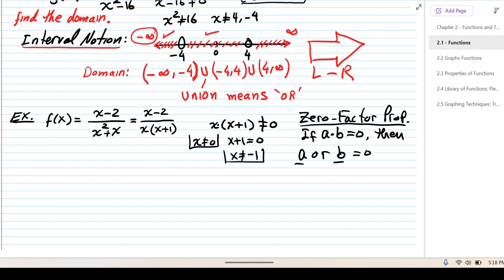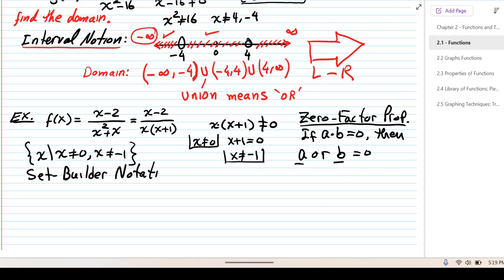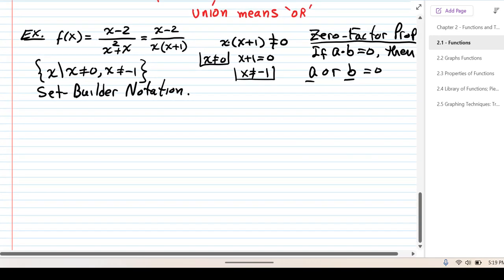Now, let's use set builder notation. In set builder notation, x such that x cannot be 0 and x cannot be -1. This is called set builder notation. And a notation means a way of doing something for us. In this case, a way of writing something.